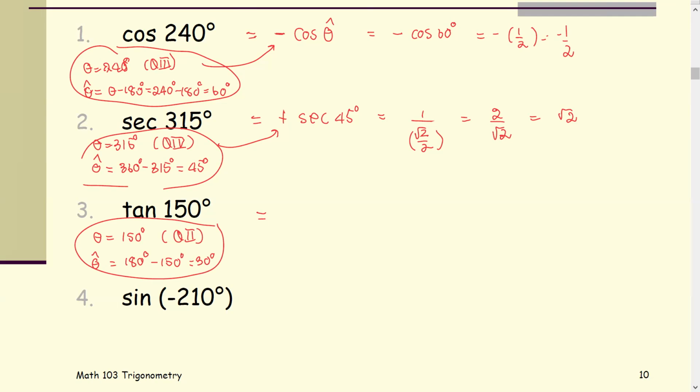Next, use the sign of the tangent in quadrant 2. In quadrant 2, the sign of the tangent is negative. And then find the value of the tangent of the reference angle, the tangent of 30 degrees. From the exact value table, the tangent of 30 degrees is 1 over square root 3. Therefore, the tangent of 150 degrees is negative 1 over square root 3, or negative square root 3 over 3.